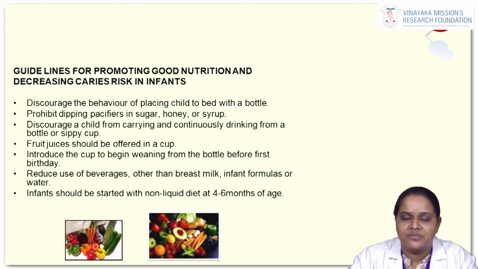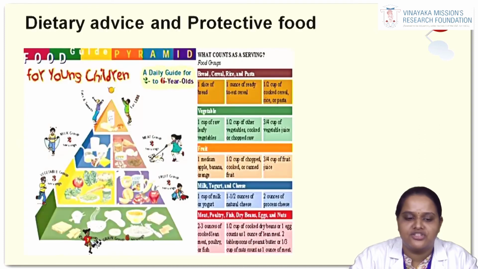Prohibit dipping the pacifiers in sugar, honey or any medicated syrup. Discourage a child from carrying and continuously drinking from a bottle or a sippy cup. Fruit juices can be offered only in a cup rather than in bottles. Introduce the cup to begin weaning from the bottle before the first birthday. Reduce the use of beverages other than breast milk, infant formulas or water. Infants should be started with a non-liquid diet from 4 to 6 months of age.